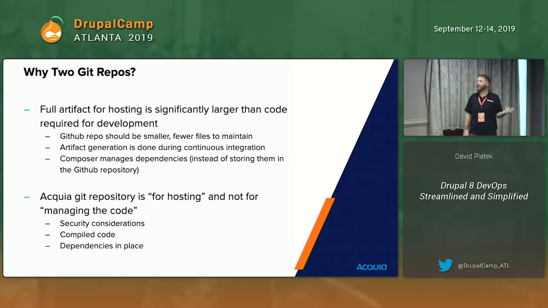Why two Git repos? Again, the full artifact for hosting is significantly larger than what is required for development. Actually, I didn't talk about that. So the development repo will have all sorts of stuff in it that you do not want in your production environment. For example, my development repo is going to have my Drupal VM recipe. My development repo is going to have all of my tests. My development repo is going to have a bunch of documentation that I probably don't want leaked into the wider environment. My local development repo is going to have additional settings files that are specifically geared towards local development instead of production. And again, I don't want this getting pushed into our production environments.